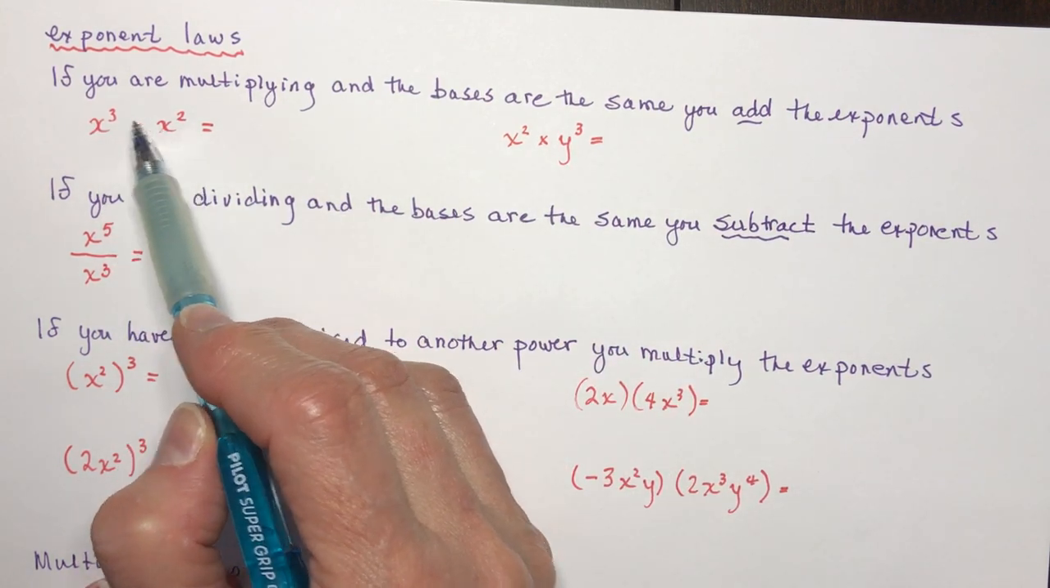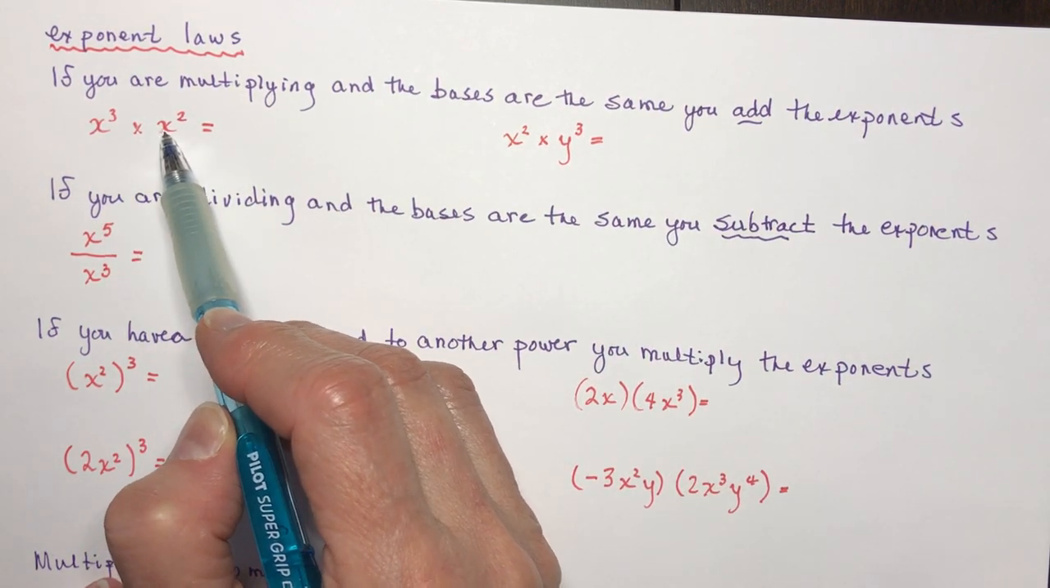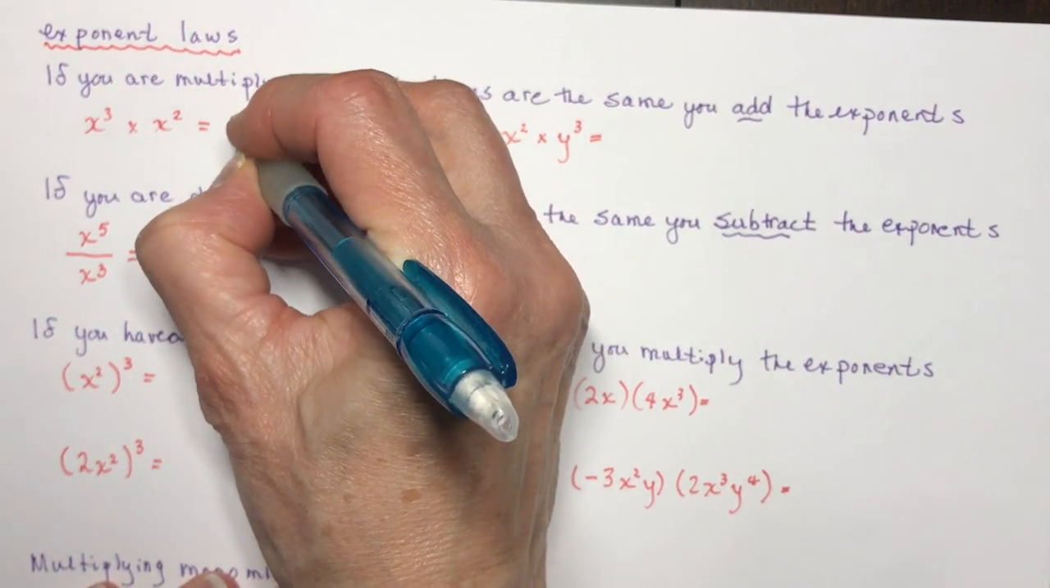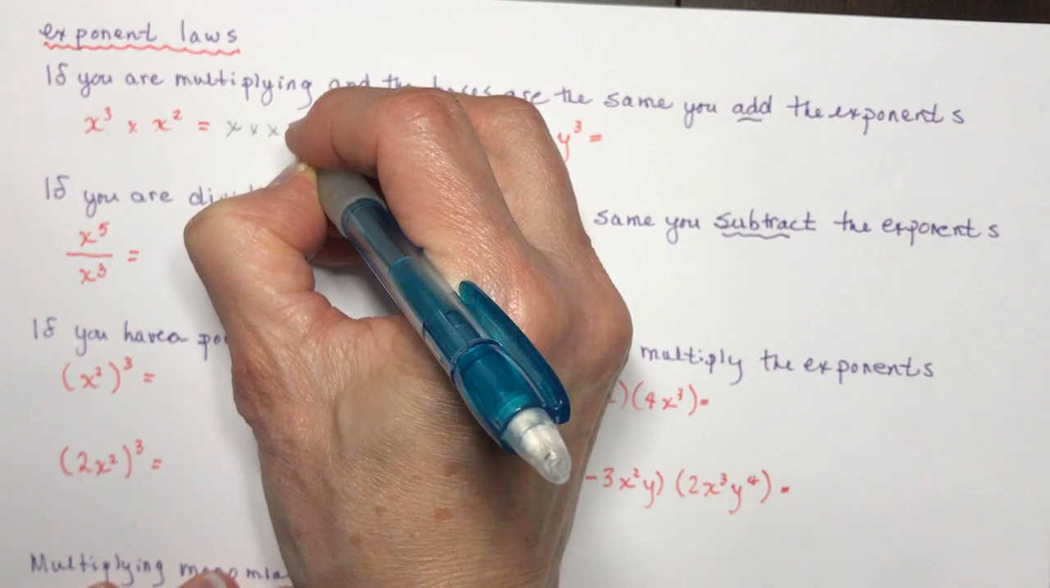So if they are the same and you're multiplying, you can add the exponents, because x cubed means I have x times x times x, right?